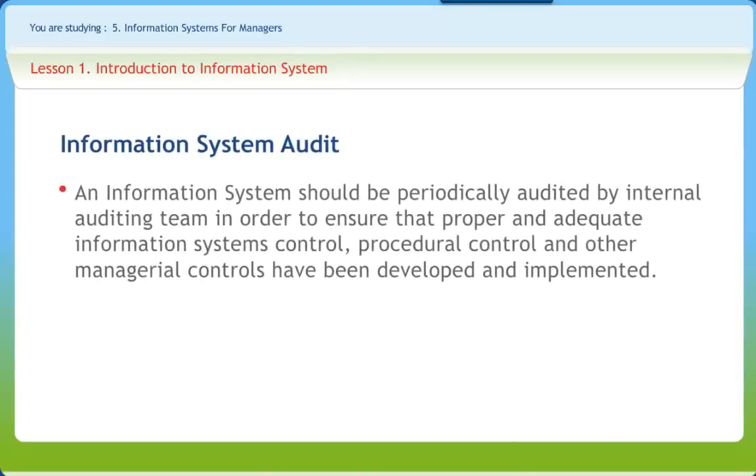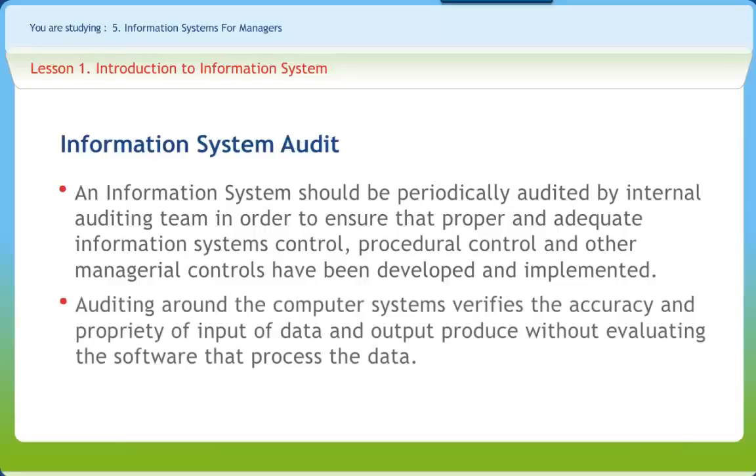An information system should be periodically audited by an internal auditing team in order to ensure the proper and adequate information systems control, procedural control, and other managerial controls have been developed and implemented. Auditing around the computer system verifies the accuracy and propriety of input of data and output produced without evaluating the software that processes the data. Auditing through the computer system involves verifying the accuracy and integrity of the software that processes the data as well as the input of the data and output produced by the computer systems.